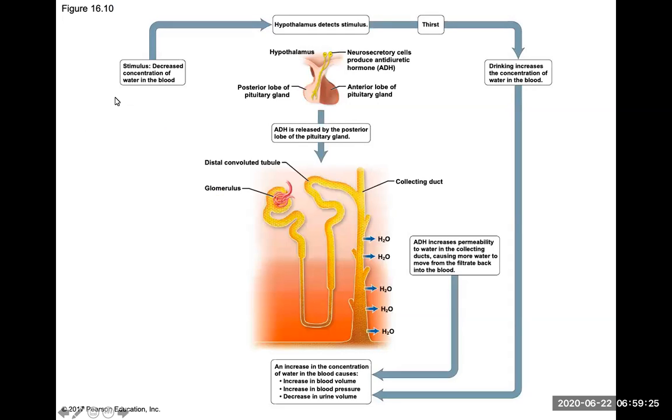And this just shows how a decreased concentration of water in the blood will tell your hypothalamus to act on your anterior pituitary gland to release ADH by the posterior lobe, and that ADH will cause increased permeability to water in the collecting ducts, causing more water to be absorbed back into the blood, and that'll increase the concentration in your blood.